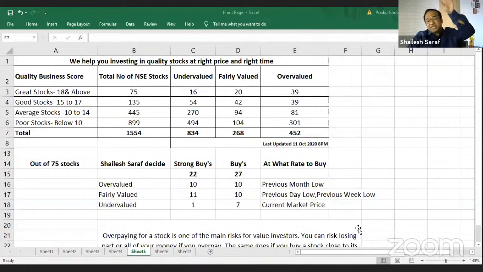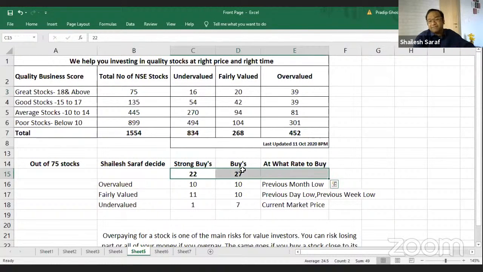So each stock has got a number. So 18 and above, any stock which has a number of 18 and above in our app, those are great stocks. Now, out of the 75 stocks, what I do is, I personally decide which are the strong buys and buys in those stocks. So I do a further filtration. So in my app, out of the 75 stocks, we'll see that 49 I have categorized as strong buys and buys.